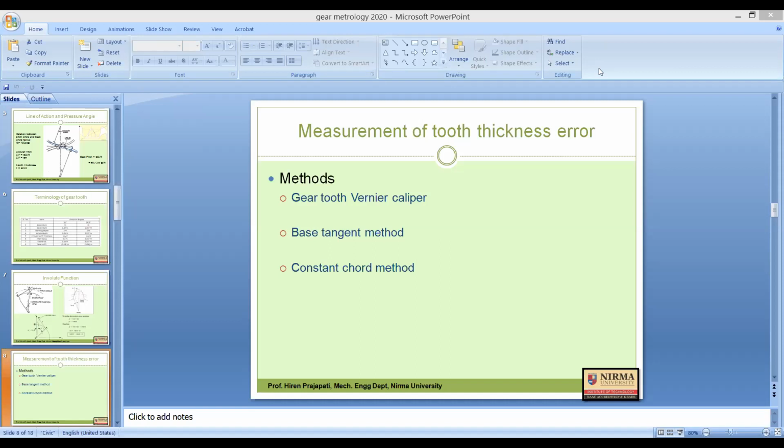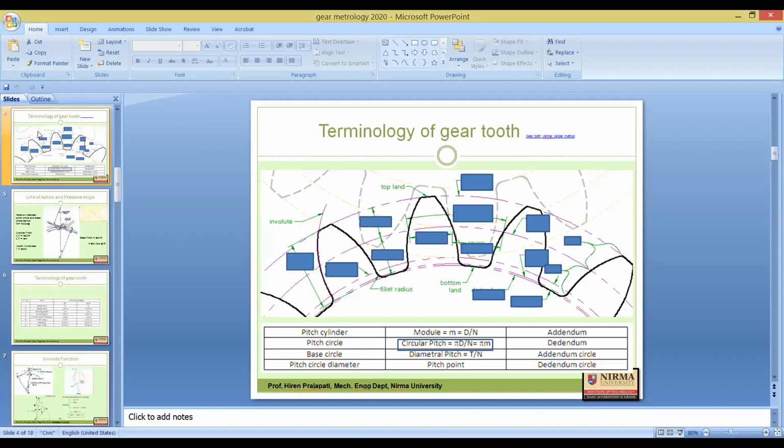First of all, let's see what gear tooth thickness is. Consider this diagram: you can see one gear tooth here. On the pitch circle, the two opposite involute profiles of the same gear tooth cut the pitch circle at these two points. The arc length of the pitch circle between the two opposite involute profiles of the same gear tooth is what is called gear tooth thickness.